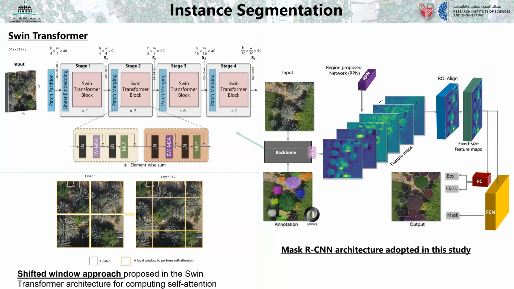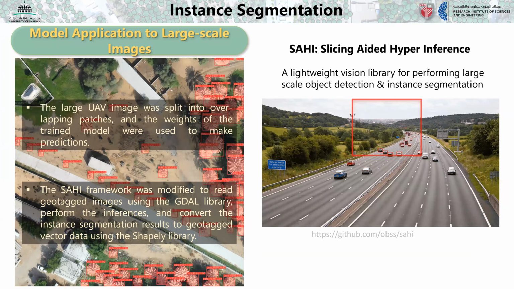So following the training of the models on the data set that I mentioned, we have employed a lightweight vision library called Slicing Aided Hyper Inference. UAV images or satellite images are very huge, and the model was trained on small 512 by 512 patches. So it is impossible to load a whole image. Let's say you have a 5 kilometer by 5 kilometer image and you want to detect dead palm trees. You cannot directly feed the data to the model. So the data has to be divided into overlapping tiles, and we have used this kind of model.